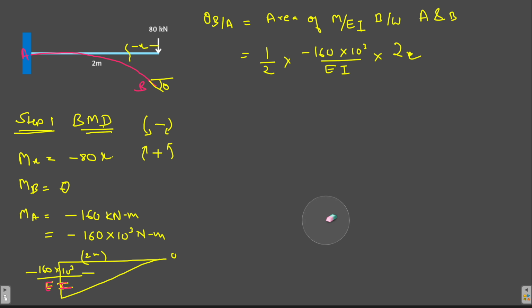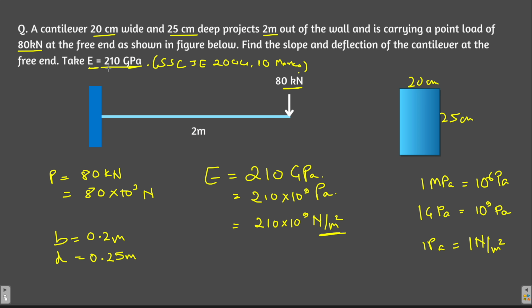So we'll leave it as it is. And whatever answer we get will be in radians. So be very careful while solving such questions. We will get the answer in radians, not in degrees. Okay, so let's solve this. This 2 and this 2 will be gone. It will be minus 160 into 10 to the power 3 by EI. Now what is the value of E we are going to put? Are we going to put 210 as given in the question? No, we are not. We are going to put 210 into 10 to the power 9 Newton per meter square.